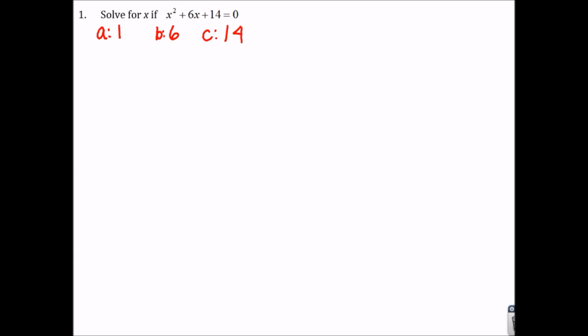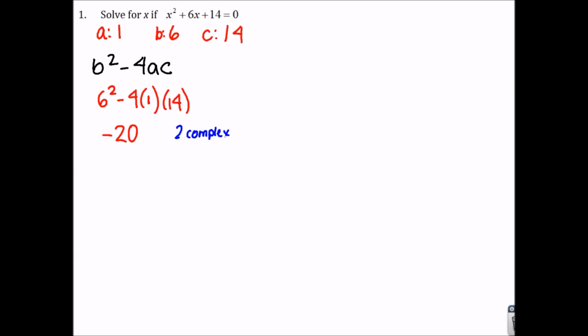So I'm going to calculate the discriminant first. So that's b squared minus 4ac. So that gives me 6 squared minus 4 times 1 times 14. And then you can type that in your calculator. And you end up with negative 20. So we know right away, since we got a negative number, that we should have two complex solutions. So let's go ahead and finish the problem.